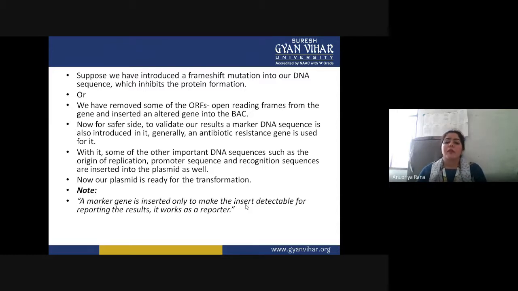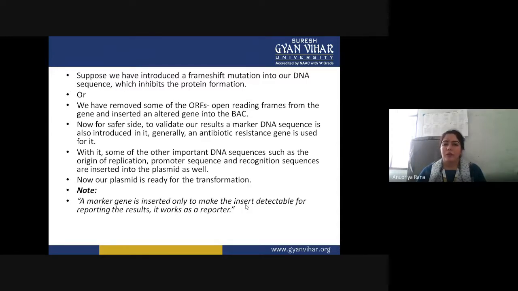With it, some other important DNA sequences, such as the origin of replication, promoter sequence, and recognition sequence, are also inserted in the plasmid, because these things are needed for the transformation process. If any of these is lacking, a complete transformation process may not take place inside the host organism. The marker gene is inserted only to make the insert detectable for reporting the result. It works as a reporter.